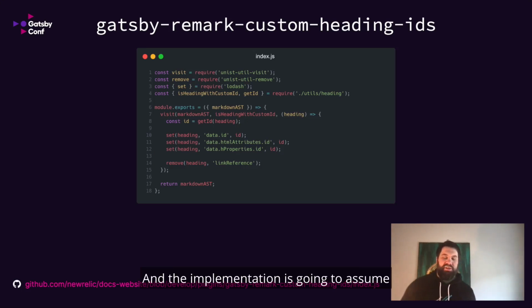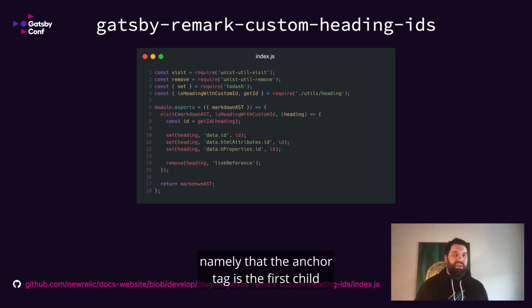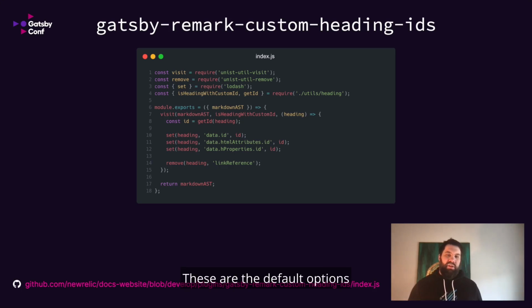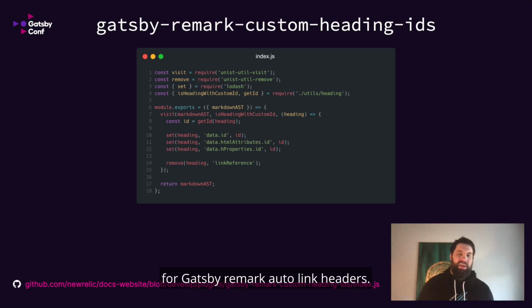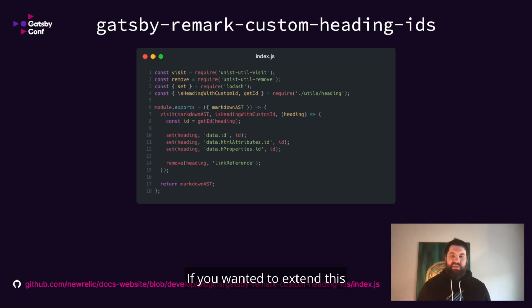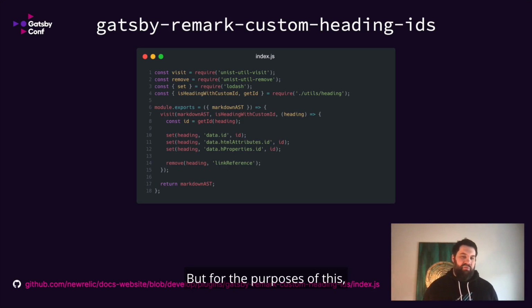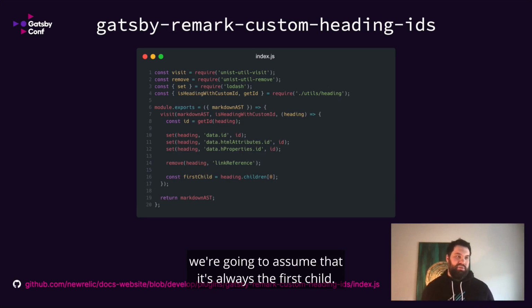Now the implementation is going to assume a couple things, namely that the anchor tag is the first child in the heading node and that it's got a class of anchor. These are the default options for Gatsby Remark Auto-Link headers. If you wanted to extend this to allow that to be more flexible, you can absolutely provide options to this. But for the purposes of this, we're going to assume that it's always the first child.